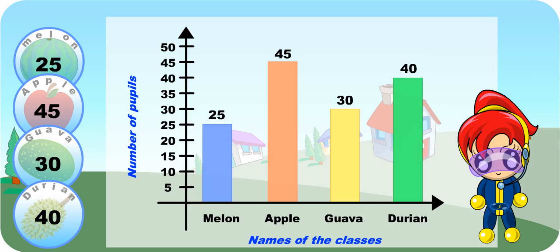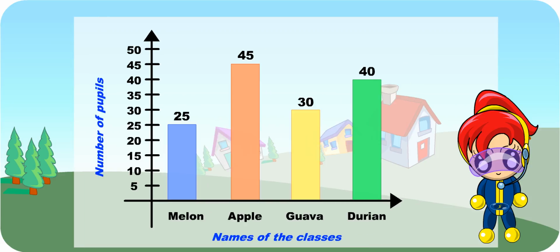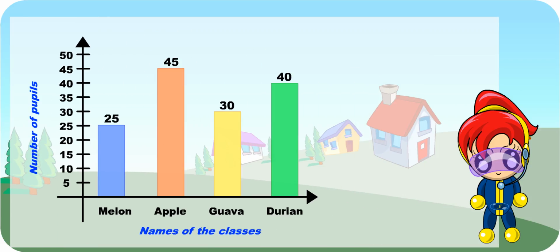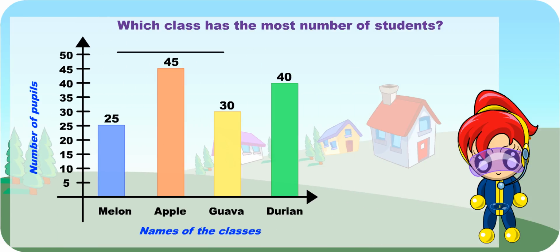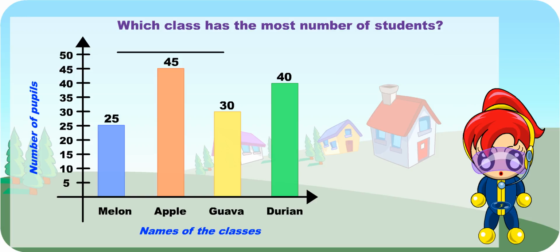Good. Now I'm going to ask you a few questions related to this bar graph. Turbo Girl, tell me which class has the most number of students. Simple. Class Apple has the most number of students as its bar is the longest. Which class has the least number of students? Class Melon has the least number of students.